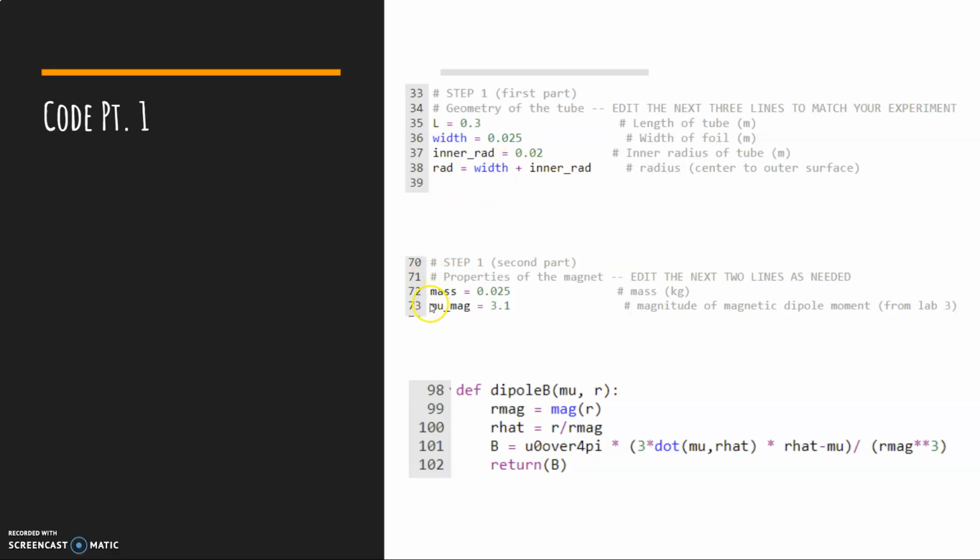For lines 72 and 73, we found the mass of the magnet to be 0.025 kilograms, as well as the magnetic dipole moment from lab 3, which is 3.1. Also from lab 3 is the dipole B function in lines 98 to 102. What this function does is it finds the magnetic field due to the dipole.